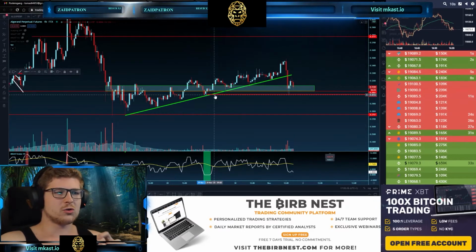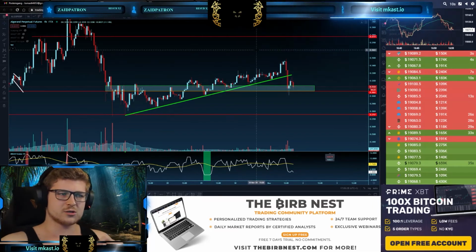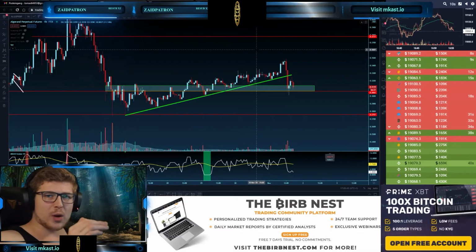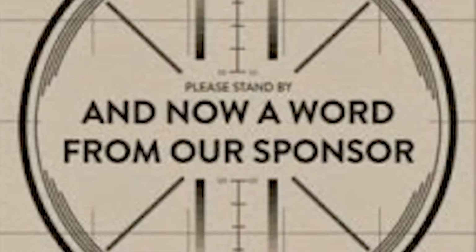Now, since we know how to manually move the stop loss always to the next high or low, we want to take a look at trailing stop losses.